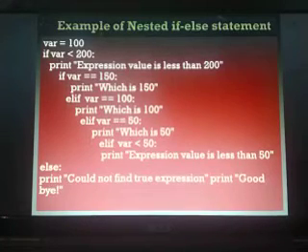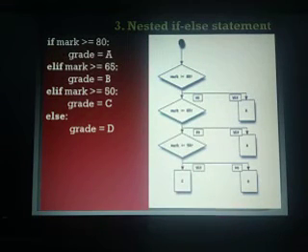Example is given there: nested if else. Outer if number is less than 200, then these if else are the part of first if. And if number is not less than 200, number is more than 200, then directly else part will print could not find true expression. Nested if else flowchart is given there. If marks is greater than 80, then elif, one more condition we are taking, marks is greater than 65, then marks is greater than 50, and if marks is not greater than 50, then grade D will be there. Then flowchart is also there.